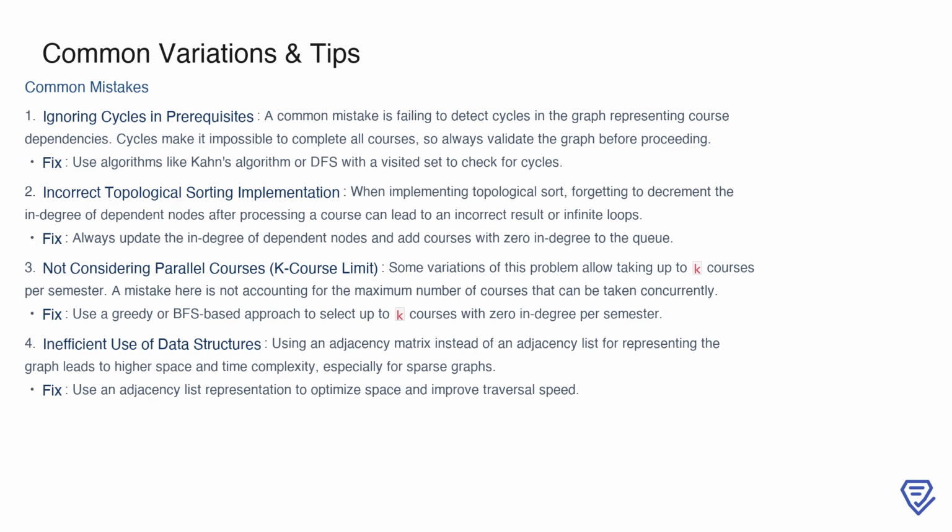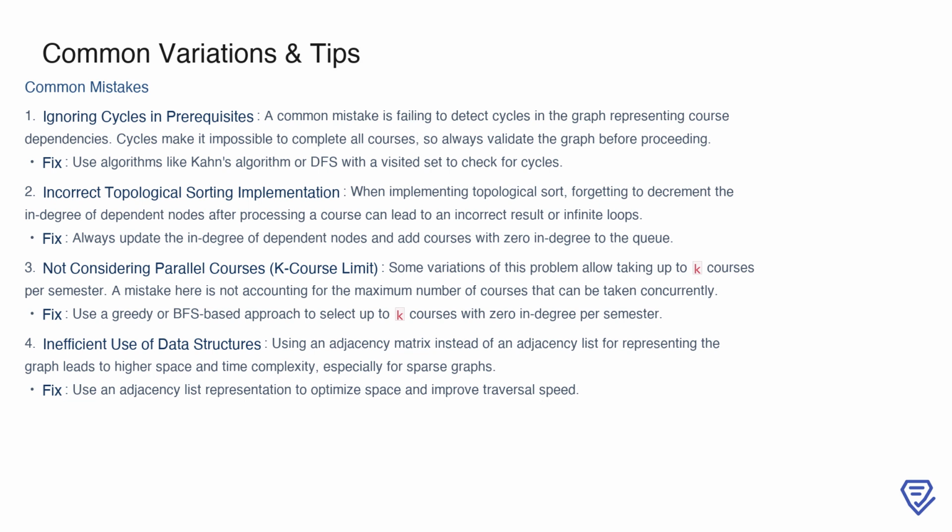When tackling this problem, there are several common pitfalls to watch out for. First, ignoring cycles in the prerequisites graph can lead to solutions that assume all courses are completable, which is not true if there's a circular dependency. To address this, you should validate the graph for cycles using methods like Kahn's algorithm or a depth-first search with a visited set. Next, implementing topological sorting incorrectly can cause major issues. For example, if you forget to decrement the in-degree of dependent nodes after processing a course, the algorithm might fail to terminate or give incorrect results. Always ensure that you update the in-degree and add courses with 0 in-degree to the processing queue.